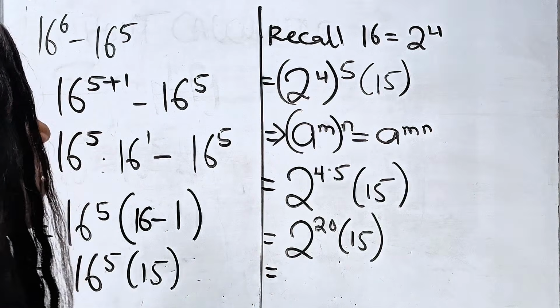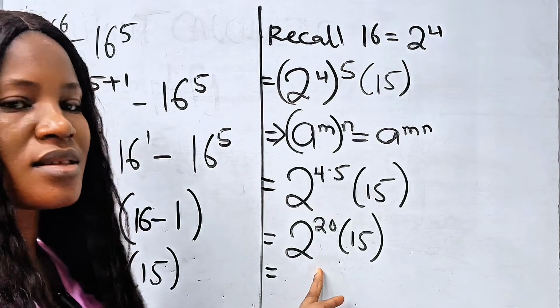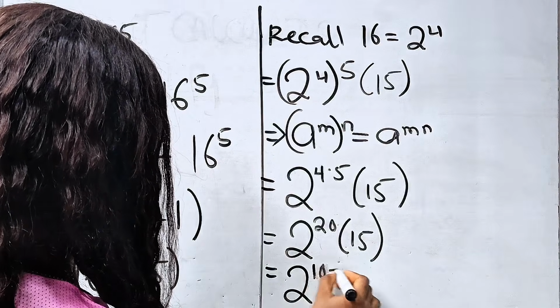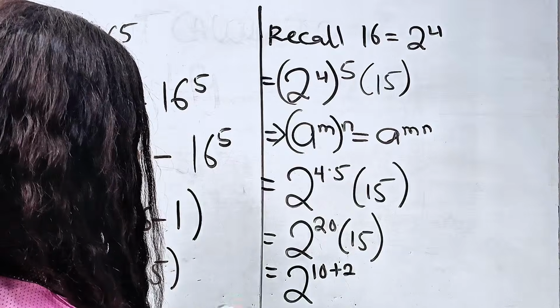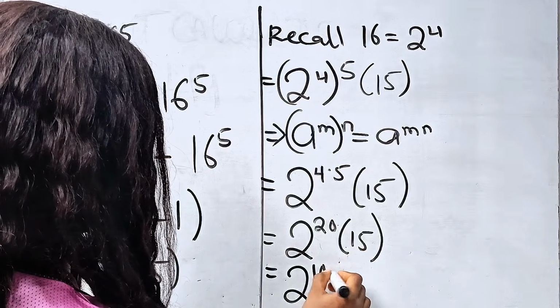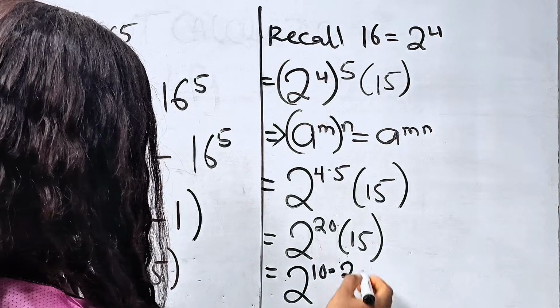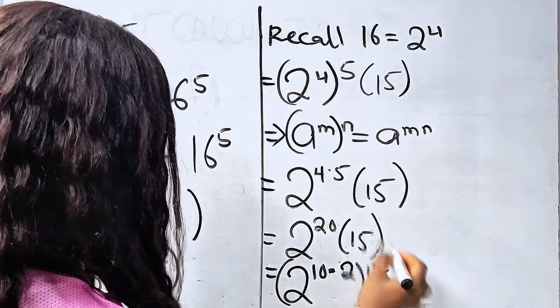Now, 20 can be expressed further as 10 plus 2. So we can write this as 2 to the power of 10 times 2, rather, 10 multiplied by 2. All right. Now raised to the power of 15.